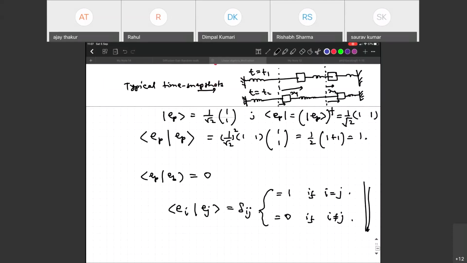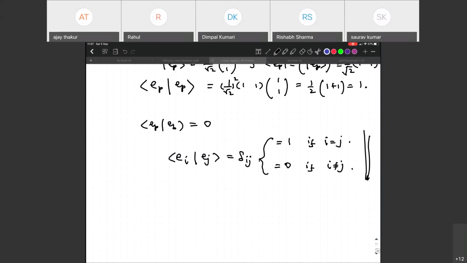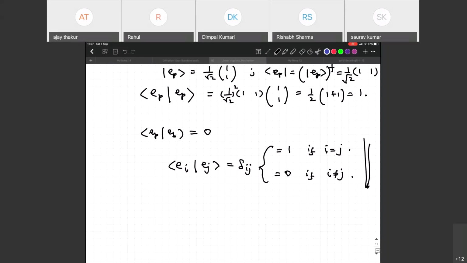Yes, sir. Means for lower dimensions, up to 3 or 4 dimensions, we can take up the orthonormality condition. No, we can go ahead even up to as many high dimensions as possible. But in such scenarios, we will have to consider a space called Hilbert space, where we can take care of infinite dimensional vectors.